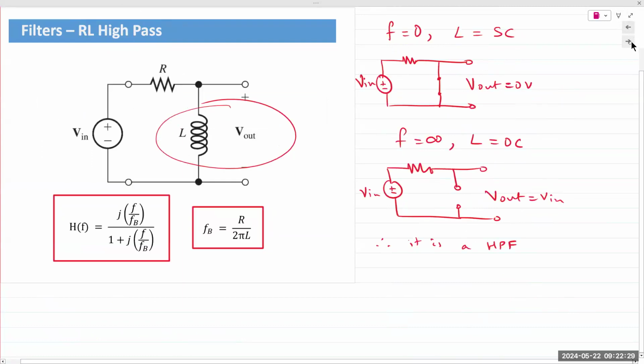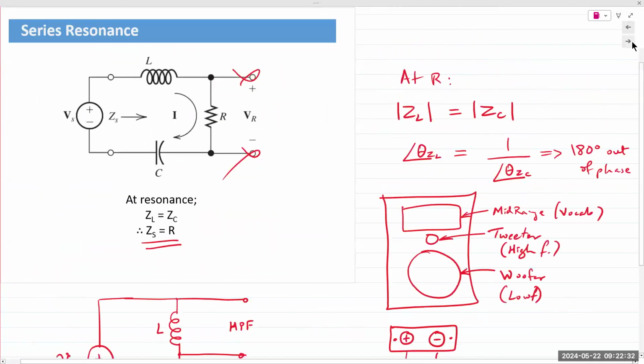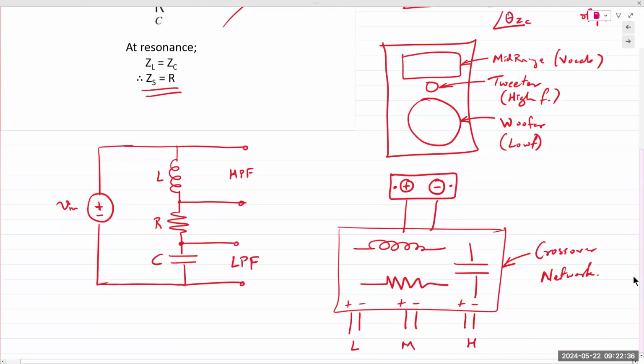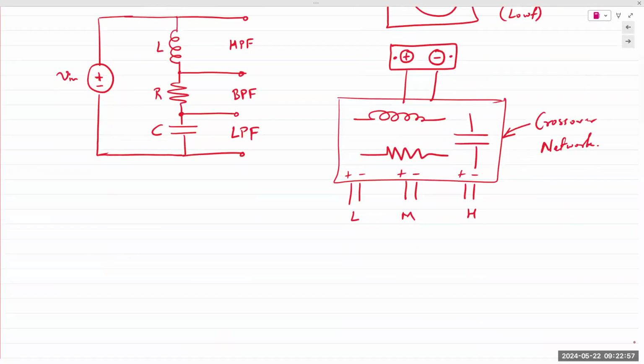So a series resonant circuit, if you combine everything together, you can have a high pass output, low pass output, and depending, of course, on the values of these components, you can have a certain band of frequencies that are allowed to pass through in the middle. And I will explain how and why. So let's start with a graphical illustration.